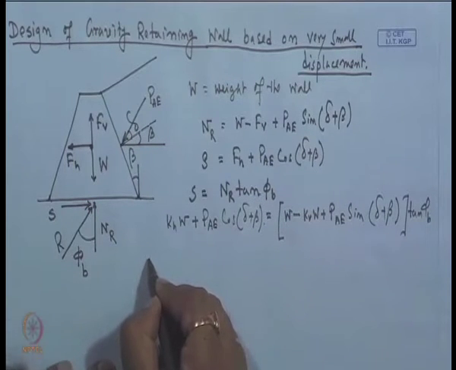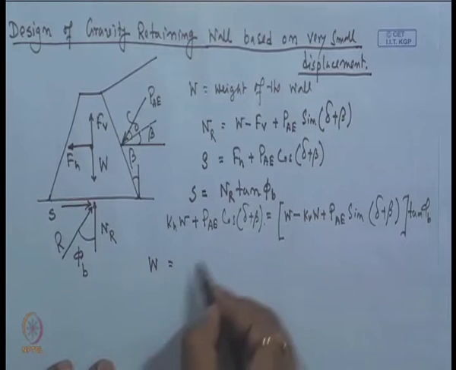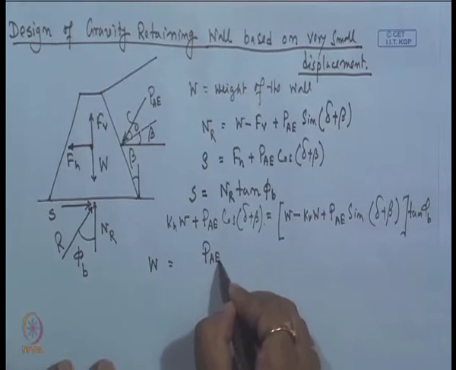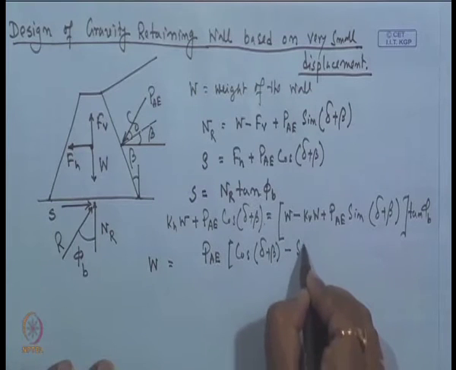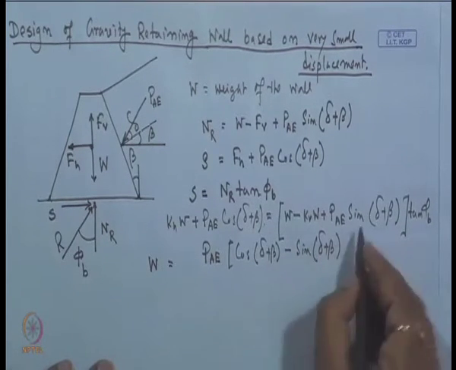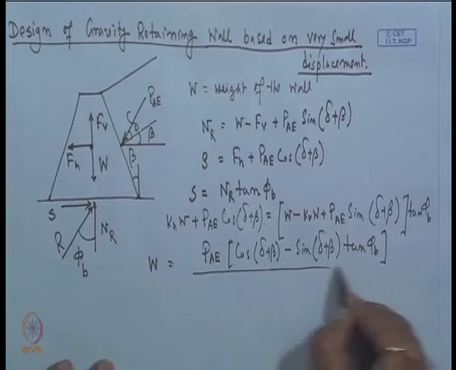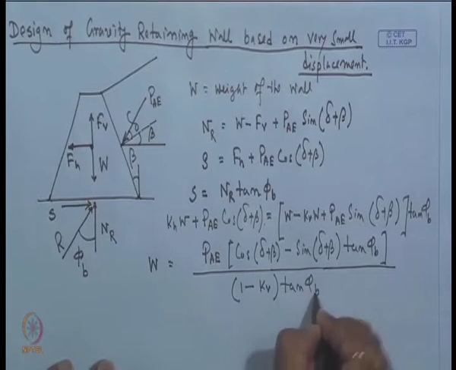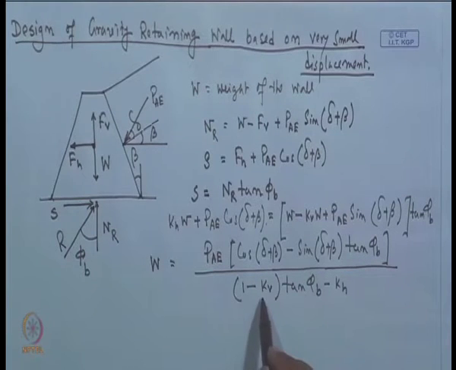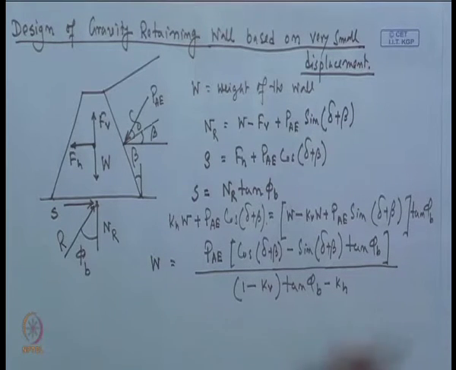So, finally, after simplifying this expression, we can take W common: W is equal to PAE into cos of delta plus beta minus sin of delta plus beta into tan phi b, divided by 1 minus Kv into tan phi b minus Kh. So, we take W common, and we get 1 minus Kv into tan phi b minus Kh from here. So, this will give you the expression of W.